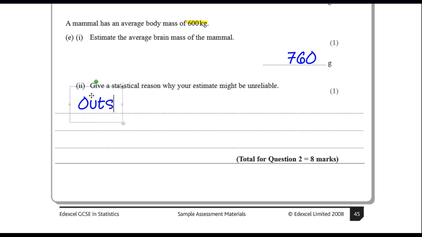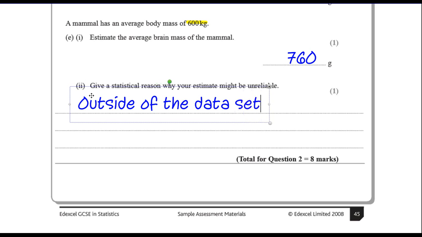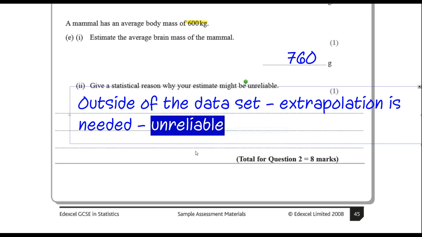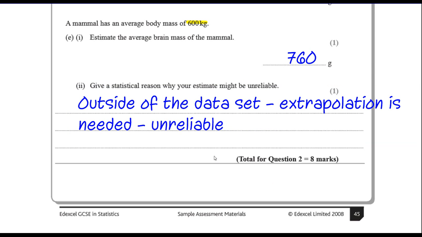So just write outside the data set, extrapolation is needed, unreliable. Okay, totally misspelled unreliable there. So, moving on.